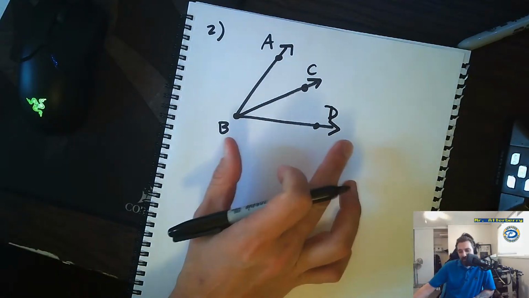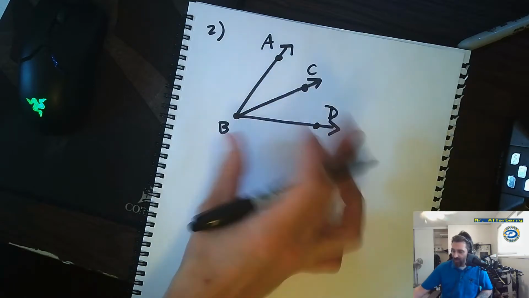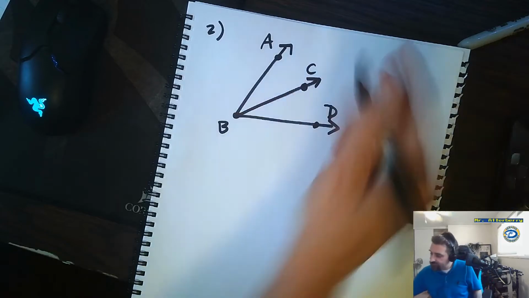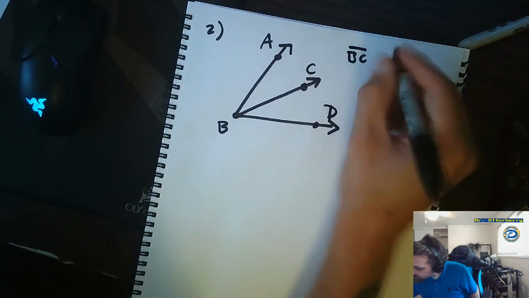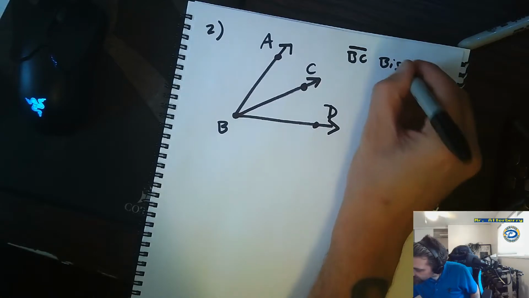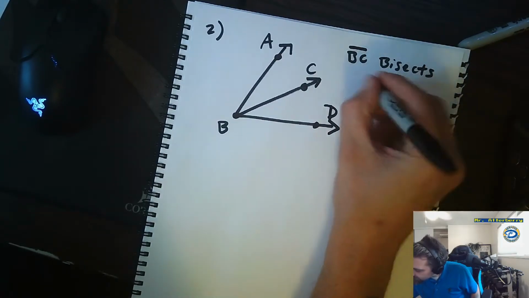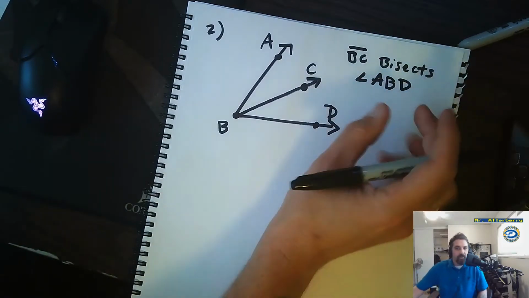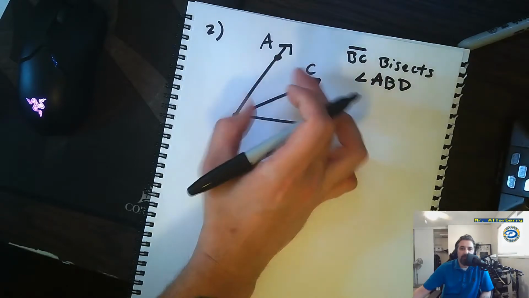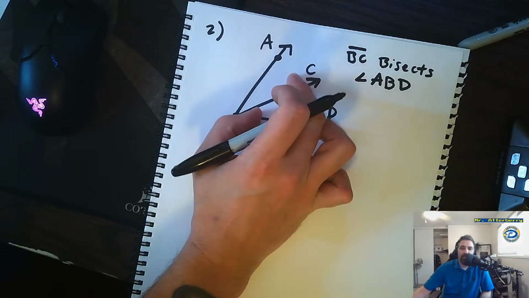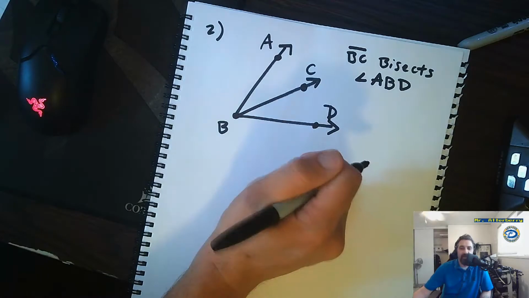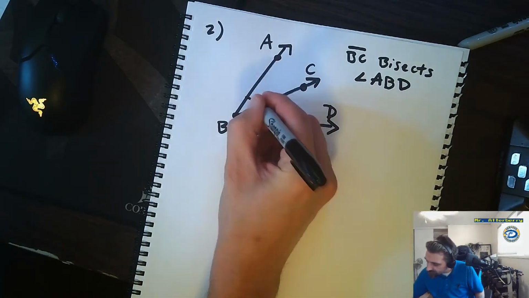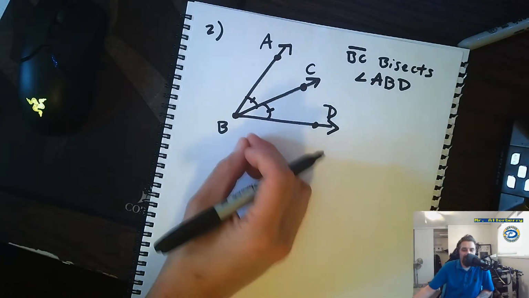Okay, so we have this angle right here, angle ABD, and it's cut in half by BC. It says line segment BC bisects angle ABD. Okay, so by bisecting it means it cuts it perfectly in half.